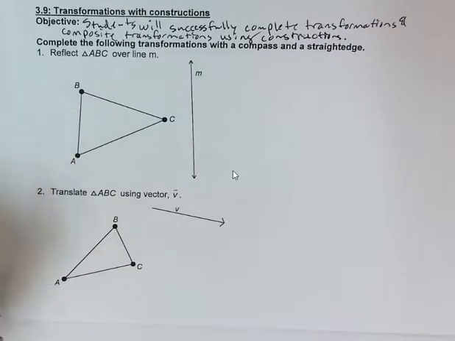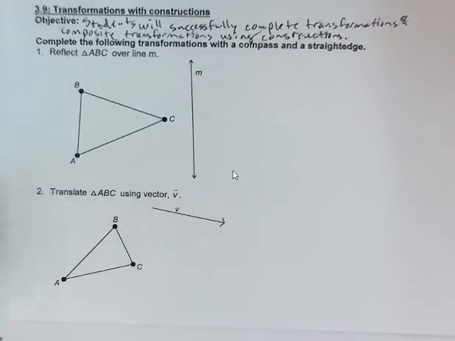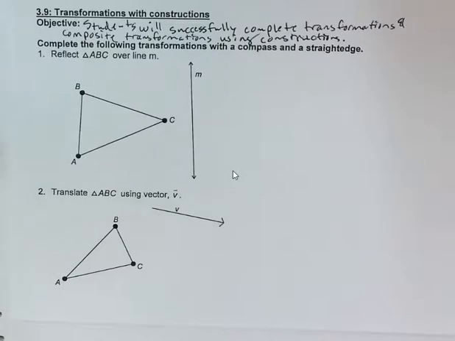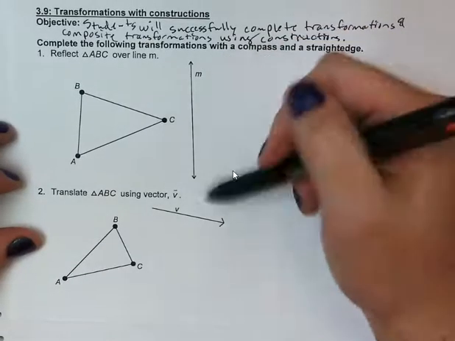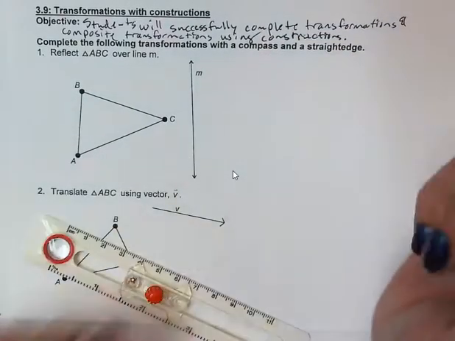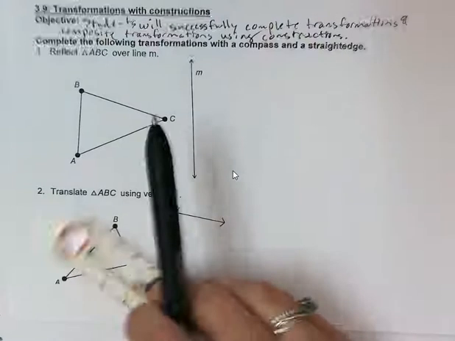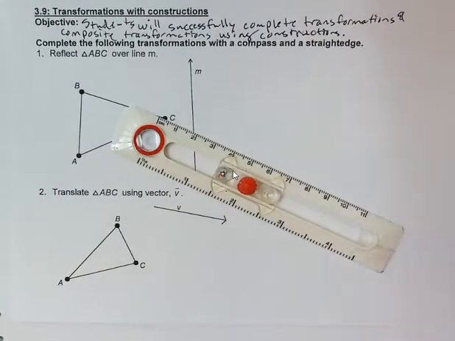Okay. So our first construction that we're going to go over is we are going to reflect over a line by using construction. So we are only allowed to use our compass and a straight edge. Okay, so to do this, we are going to do our Skydiver construction.